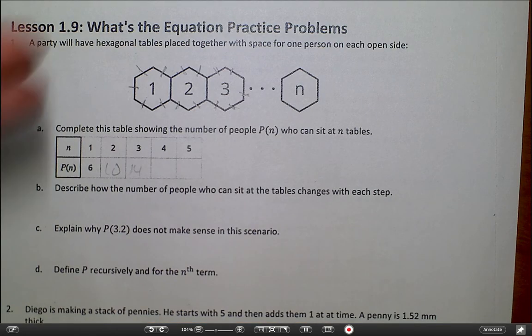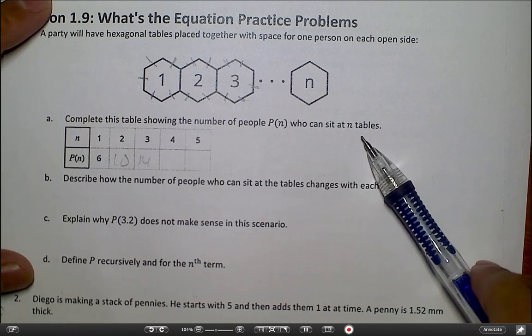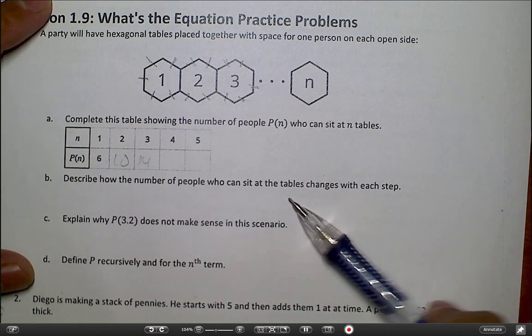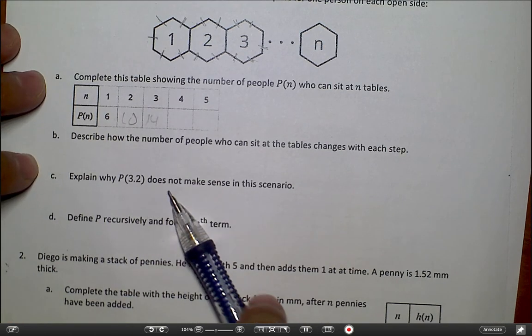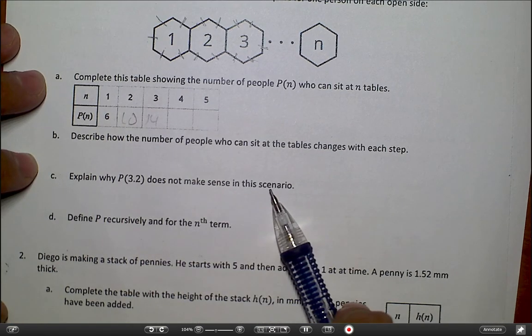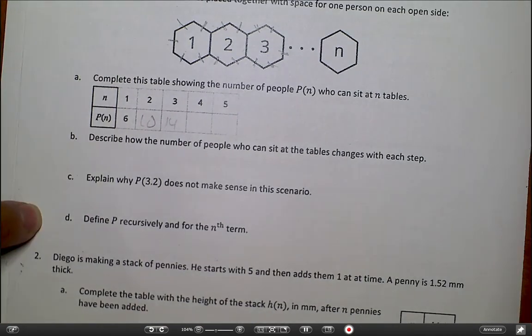Does that help you guys out? So we're going to complete the table with this. Describe the number of people who sit at the table within each step. Explain why 3.2 does not make sense in this scenario. And define this recursively. Now, recursively means what? You've got to have the previous term. And if I'm defining it using the previous term, what notation do I have to add? N minus 1. There we go.